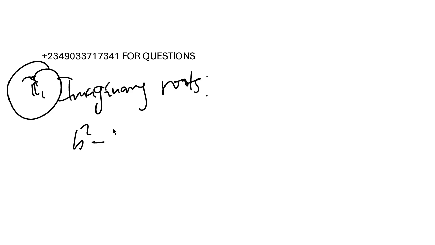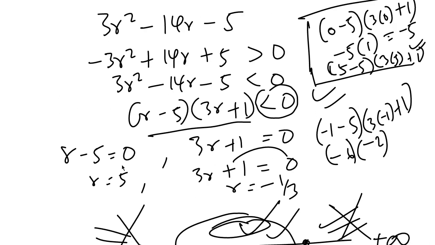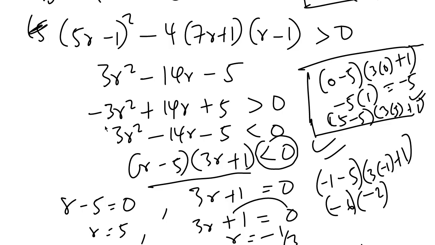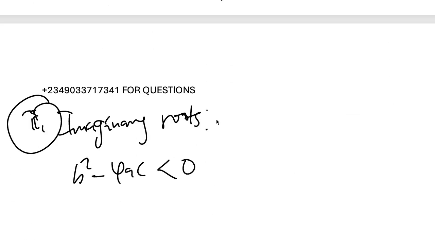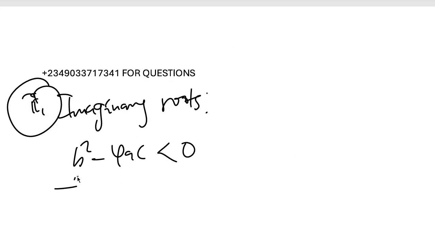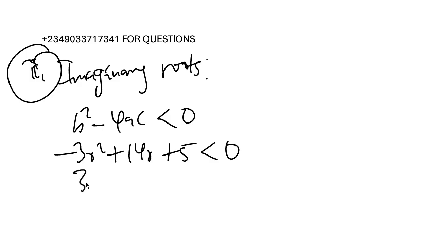That means that b squared minus 4ac should be less than 0. And what did we get as b squared minus 4ac? Look at it here. We got minus 3r squared plus 14r plus 5. So that means that minus 3r squared plus 14r plus 5 is less than 0. If we multiply through by minus, the sign will change. That will be 3r squared minus 14r minus 5 should be greater than 0.